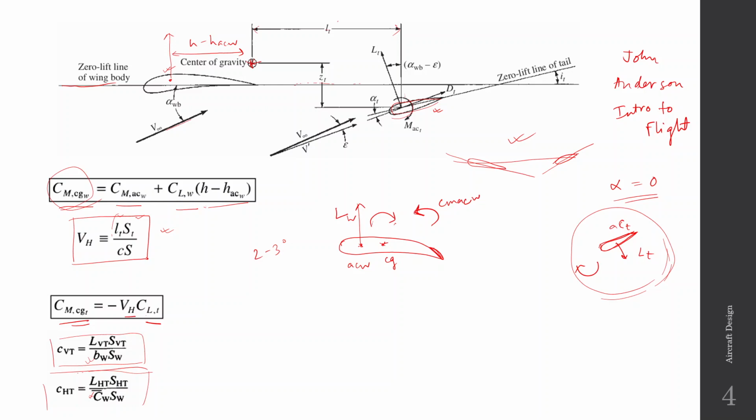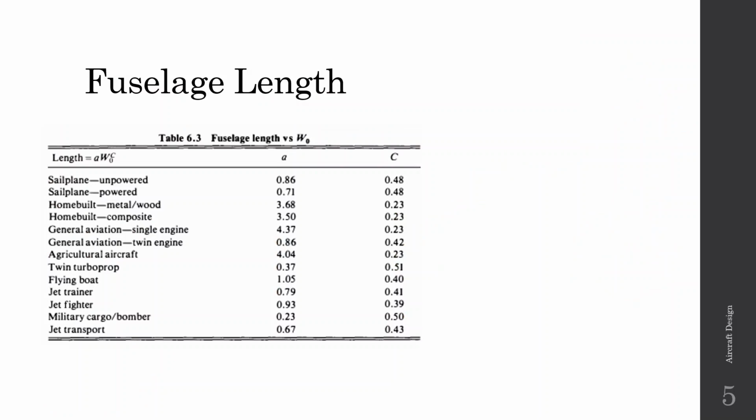Now I'm going to discuss the sizing and placement of the tail. Before we go to the sizing and placement of the tail, it is better to have an idea of the fuselage length, so how long the aircraft is going to be. This distance is what we are trying to estimate, and for this we are going to use statistical data, and it has been found that this relationship is quite accurate.